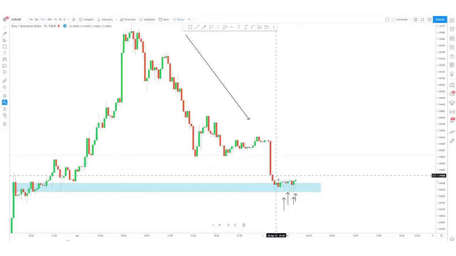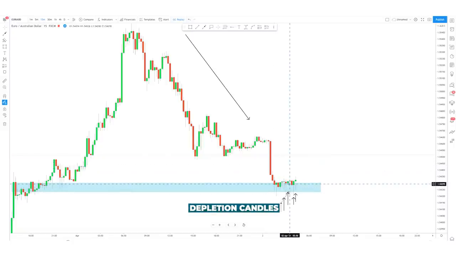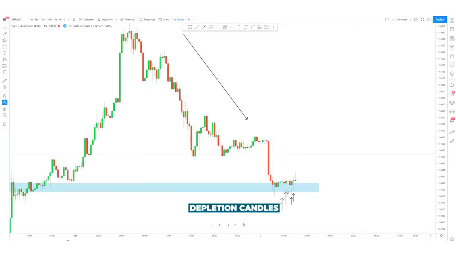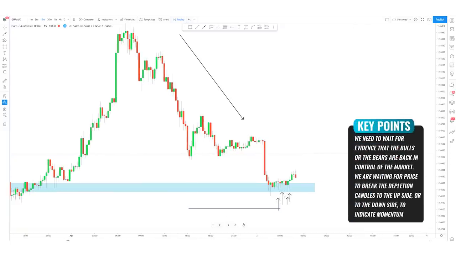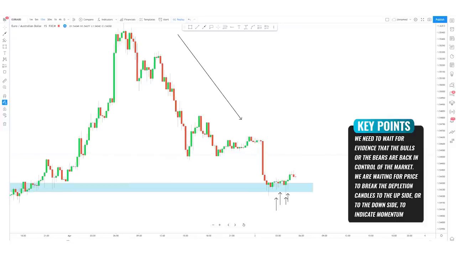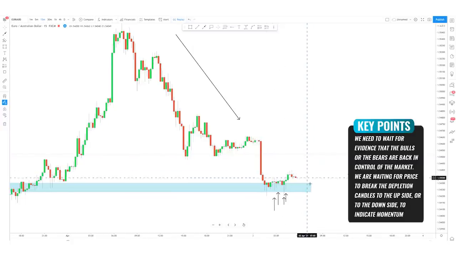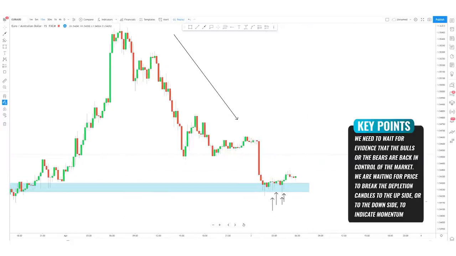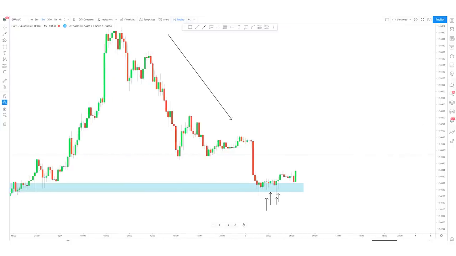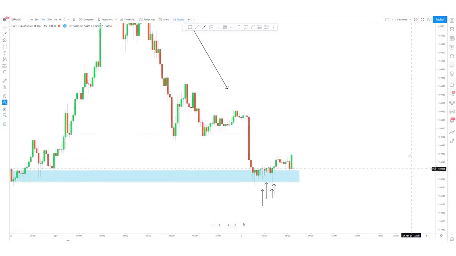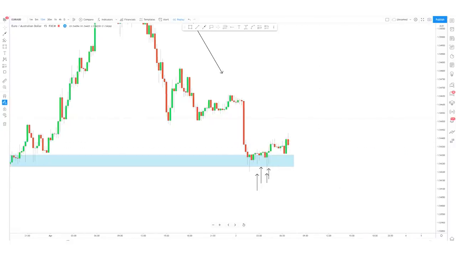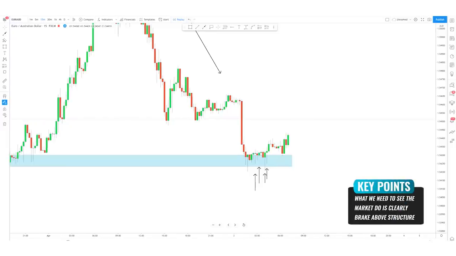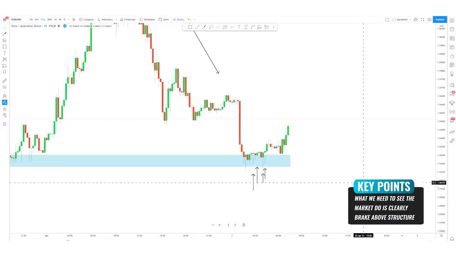This downtrend is depleting. There's lots of depletion here indicating that the bears are failing to push this down. What we need to wait for now is evidence that the bulls or the bears are back in control of the market. And how do we do that? Well, we're waiting for price to break the depletion candles to the upside or to the downside to indicate momentum. Now, momentum, we know, is representative of a strong bullish candle or a strong bearish candle. But what we need to see the market do is clearly break above structure.